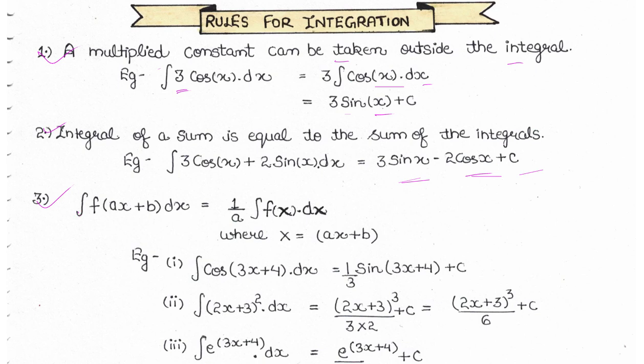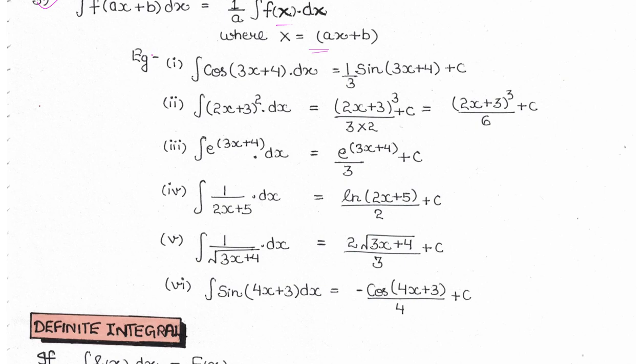Third, integration of a function of ax plus b dx is equal to 1 by a F(x), where x is equal to ax plus b. We take here an example. Integration of cos(3x plus 4) dx is equal to 1/3 sin(3x plus 4) plus c. Similarly, you can solve these like the first one. Do it by yourself: 2, 3, 4, 5 and 6.